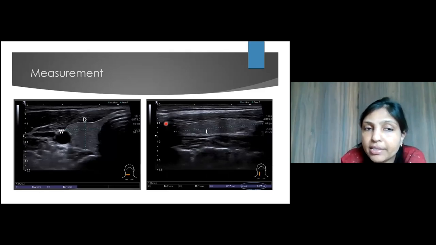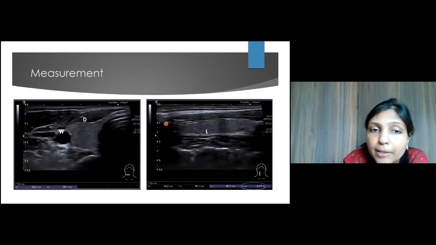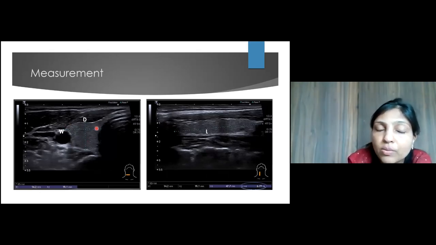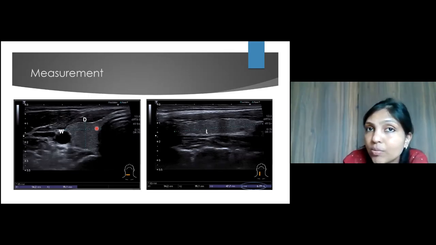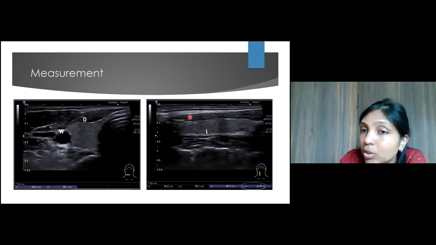So another important thing is, how do we measure the thyroid? In the transverse view, we measure the depth and the width. While we are moving the ultrasound probe, we find where the thyroid lobe looks the fleshiest, and that is where we want to take our measurements. The depth can also be calculated in the longitudinal view, but it depends on the operator. In the fleshiest part of the thyroid lobe, we calculate the depth, and the width is calculated by dropping a line which is perpendicular, or at 90 degrees, to the depth. Then in the longitudinal view, we measure the anteroposterior length of the thyroid.